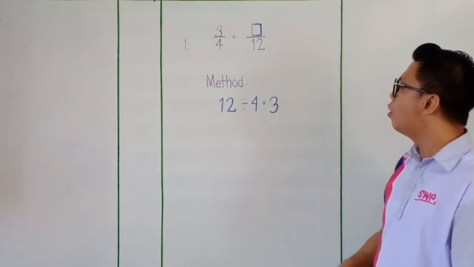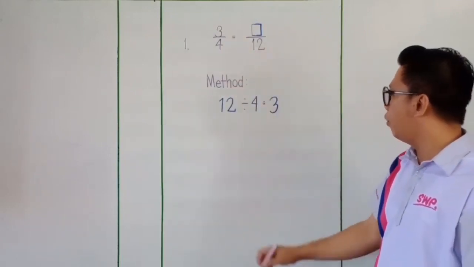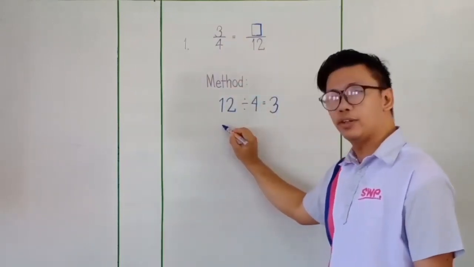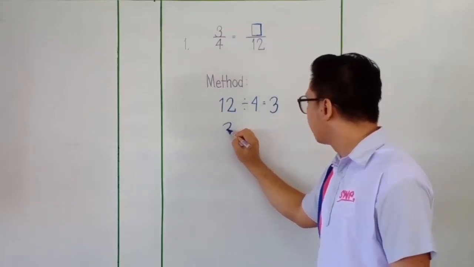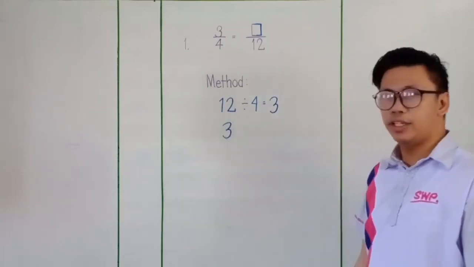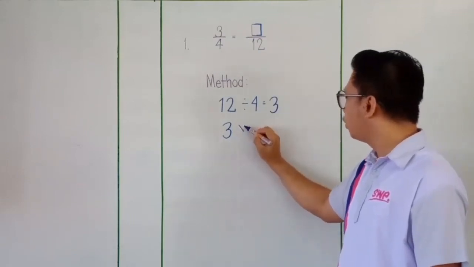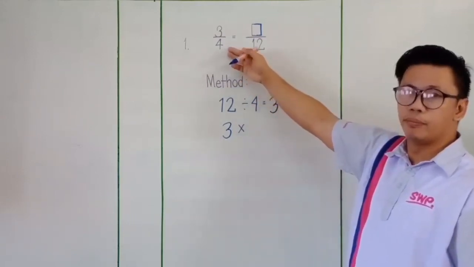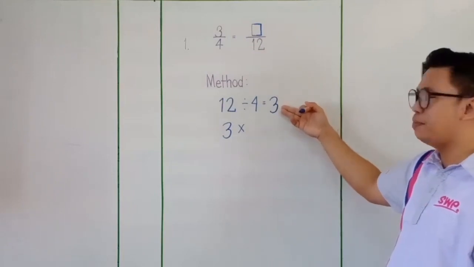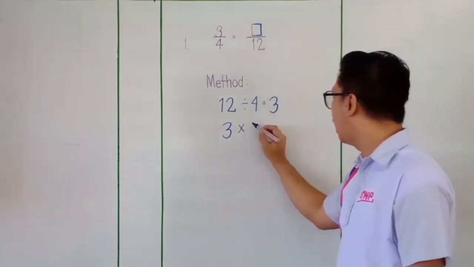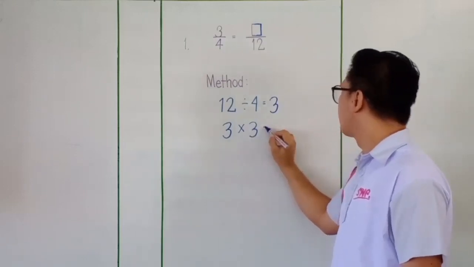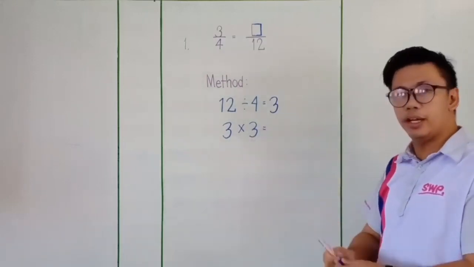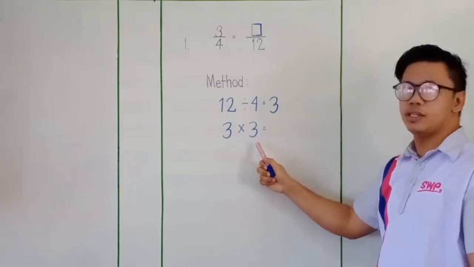Again, whatever number we multiply in the denominator, we also multiply in the numerator. Very good. So let's write the numerator. What is our numerator again? 3. Very good. So we will write 3. And after that, what number do we multiply to 4? Very good. We multiply 3. So we will write 3. So we have here 3 times 3.